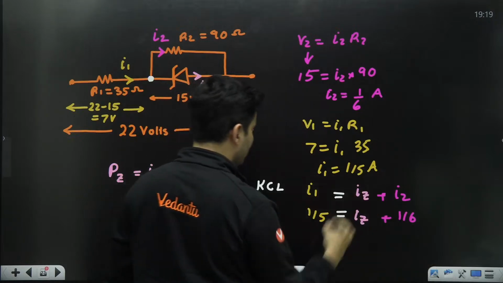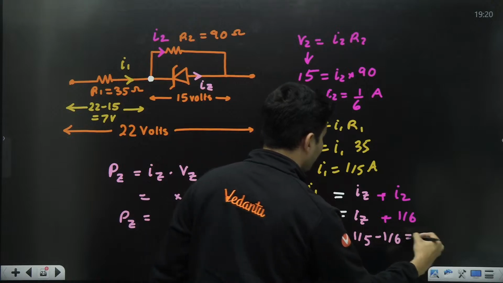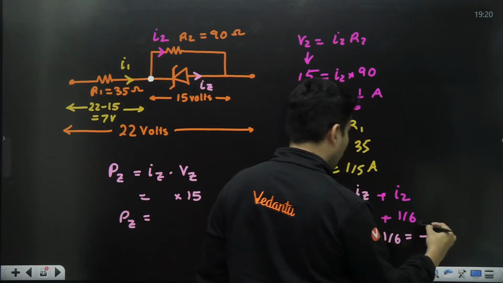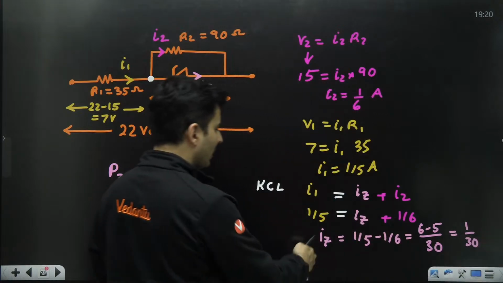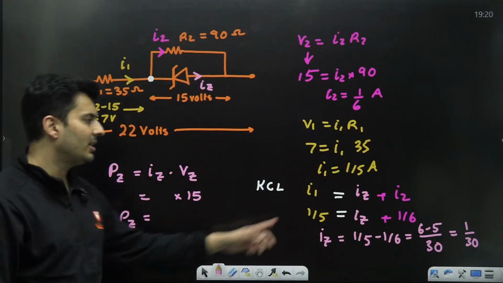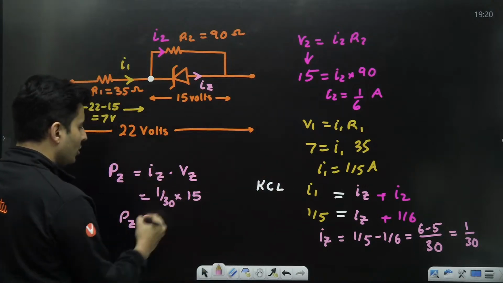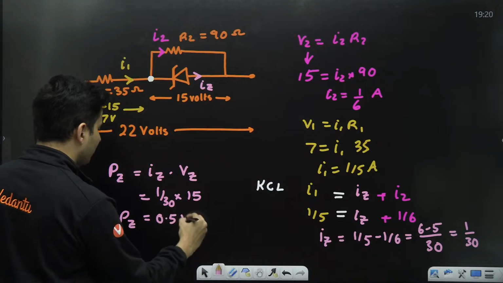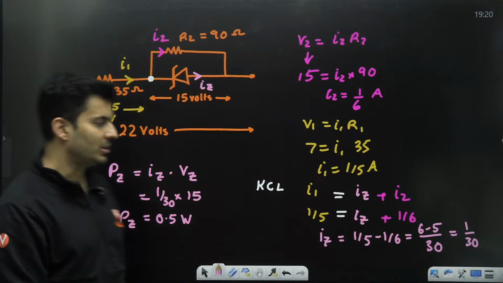So from this you can find the Zener current as 1 by 5 minus 1 by 6. Take LCM, which is 30. So 6 minus 5, which is 1. So 1 by 30. So Zener current is 1 by 30 of an ampere. Use that value over here, 1 by 30. So you will get this as 0.5 watts, which should be option B. That's how you can do it.